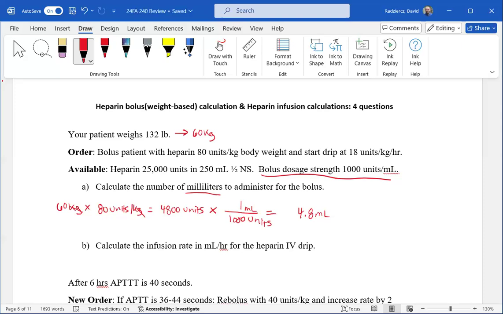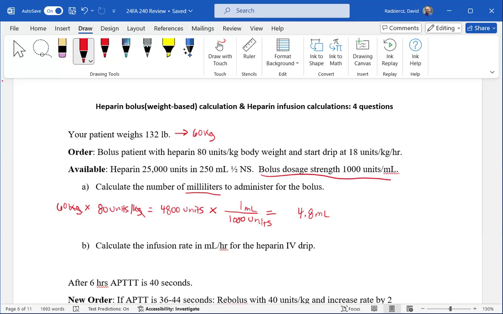So your bolus dose is pretty much consistent. Really, the only thing that changes if you're using a heparin protocol is the patient's weight, or there are differences in the APTT. But we'll cross that in just a minute.